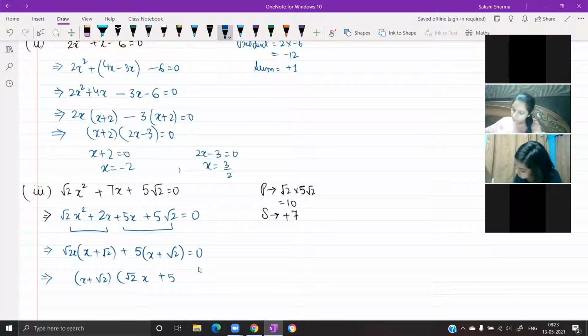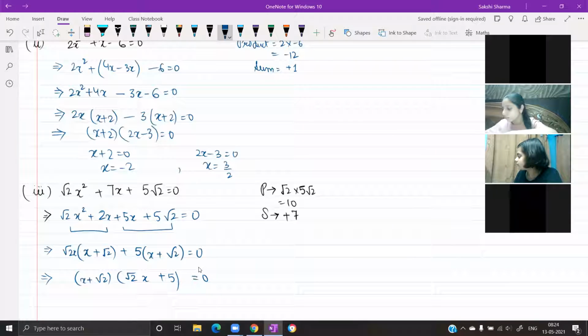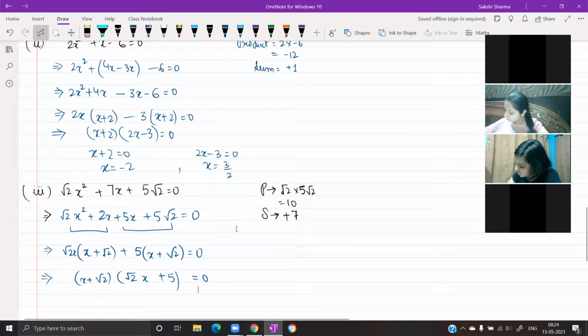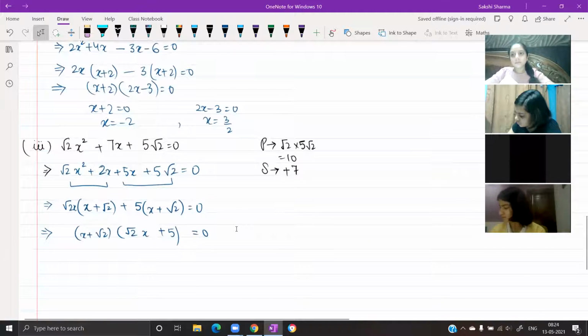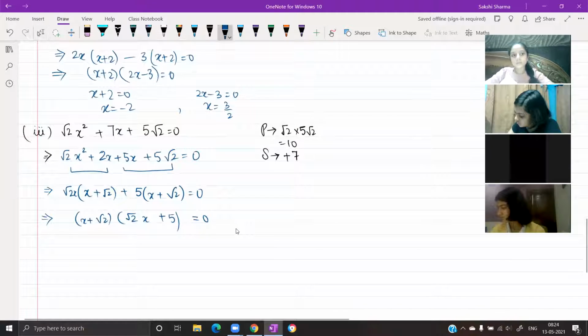These types of questions are generally given where you have irrational coefficients. It is written along with the question that you have to solve using factorization. They will write this down, that you have to solve by factorization. So you should know, if your coefficients contain irrational numbers, how you will carry out the factorization.